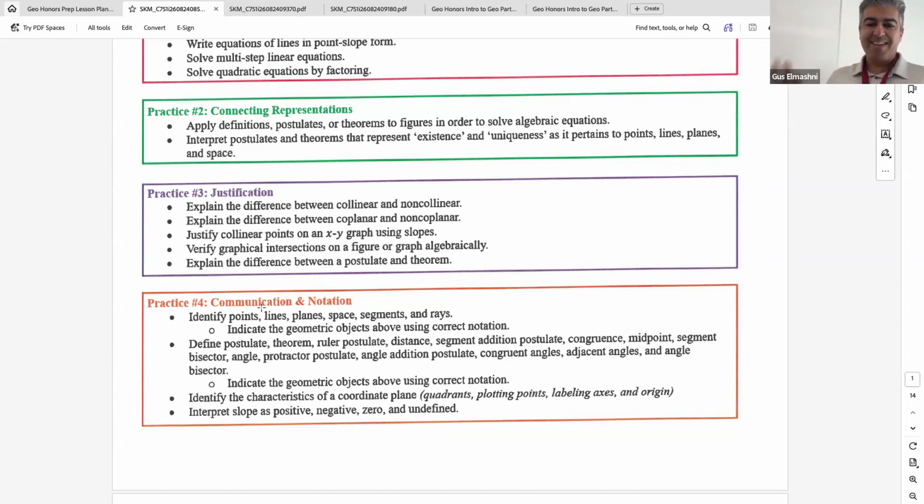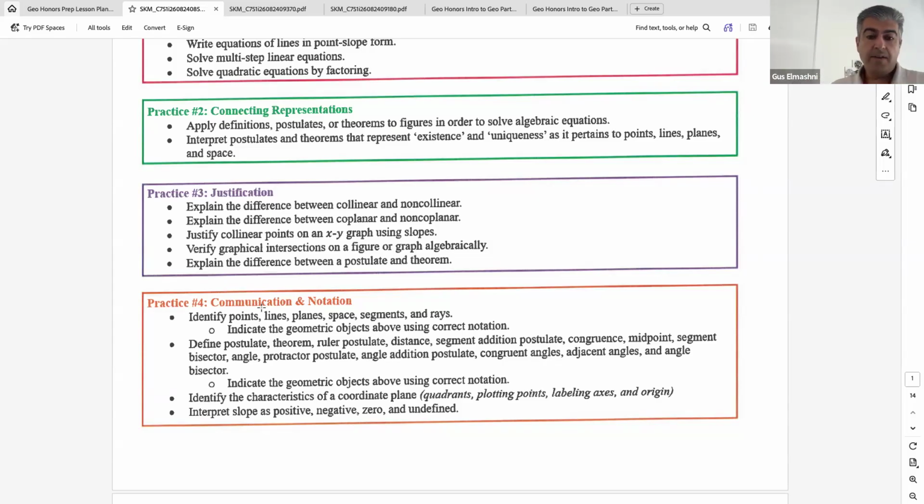Okay, last one, practice number 4. Lisa, can you read practice number 4? Define space segments and rays. Indicate the geometric objects above using correct notation. Define postulate, theorem, ruler postulate, distance, segment addition postulate, congruence, midpoint, segment bisector, angle, protractor postulate, angle addition postulate, congruent angles, adjacent angles, angle bisector. Indicate the geometric objects above using correct notation. Identify the characteristics of the coordinate plane: quadrants, x-axis, y-axis, and origin. Interpret slopes as positive, negative, zero, and undefined.